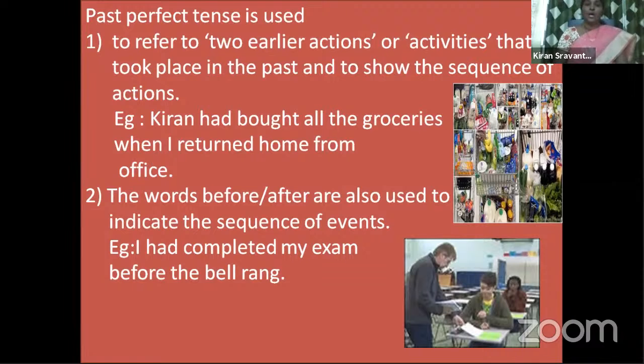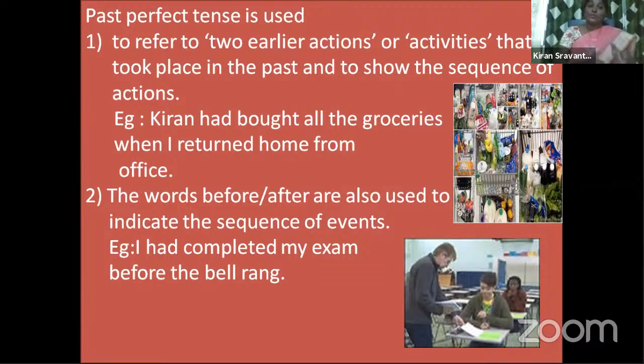And coming to the next condition, the words before or after are also used to indicate the sequence of events. For example, I had completed my exam before the bell rang. Here you find two completed actions, the first completed action and the later completed action. What is the first completed action? I had completed my exam. That means writing the exam had been completed by me. Then what happened? The bell rang.